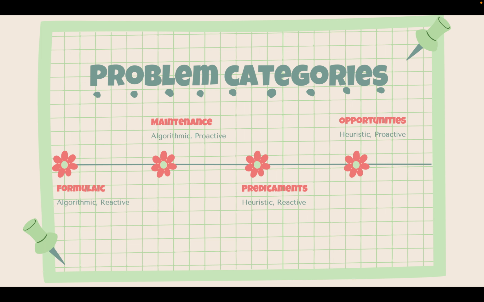Formulaic problems call for implementations of already created solutions, as they are algorithmic, reactive problems. Maintenance issues are algorithmic, but proactive issues, which call for us to prevent problems that we expect. Predicaments are heuristic and reactive, and require us to bend with the changes to come up with solutions. The 4th type is opportunities, which are heuristic and proactive problems, which allow for the most creativity, solving issues with no known solution prior to them occurring.